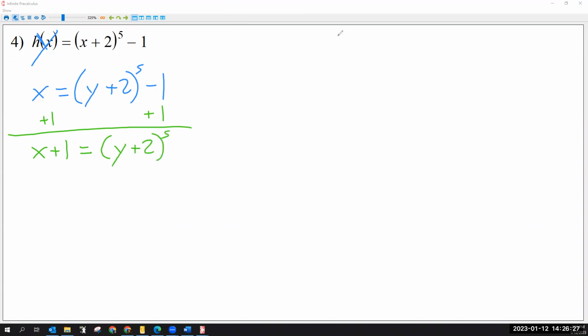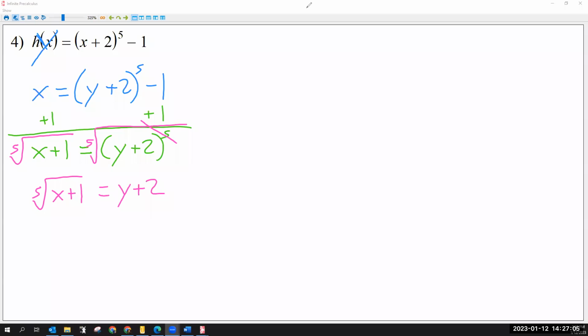Okay. Now, we have that exponent of 5. Remember, if it was an exponent of 2, meaning it was squared, I would cancel it out with a square root. Well, it's a 5, so I'm going to cancel it out with a 5th root. So a 5th root and that exponent of 5 cancel each other out, giving me just y plus 2. But if I do the 5th root of the right side, I need to do the 5th root of the left side as well. So 5th root x plus 1.